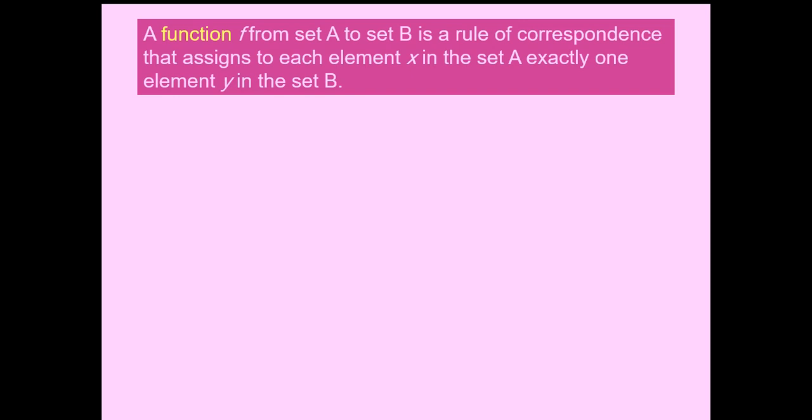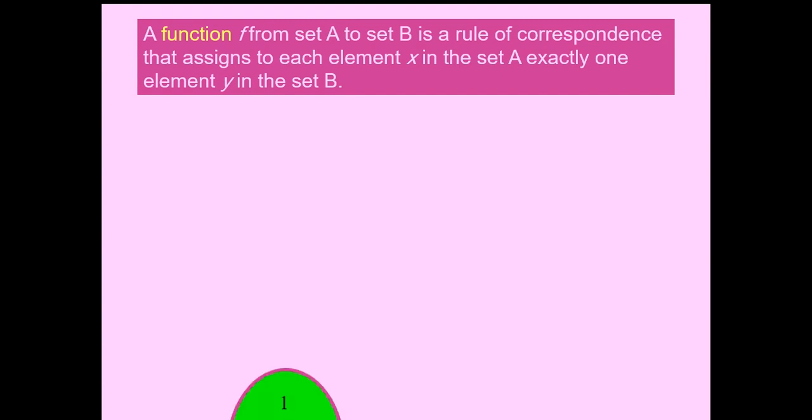Now, what does function mean? A function f from set A to set B is a rule of correspondence that assigns to each element x in the set A, listen to me, exactly one element y in the set B, exactly one. It means x can have one y, and I cannot have for the same x two y.